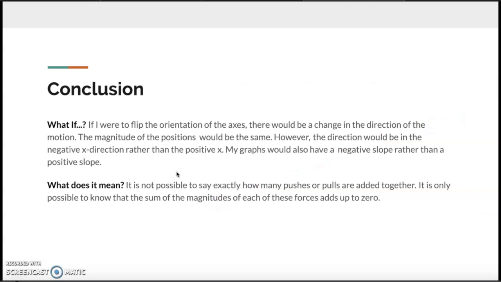In conclusion, the what-if question: if I were to flip the orientation of the axes, there would be a change in the direction of the motion. However, the magnitude of the positions would be the same, but the direction would be in the negative x direction rather than the positive x, and my graph would have a negative slope. Answering the what-does-it-mean question, it is not possible to say exactly how many pushes or pulls are added together. It is only possible to know that the sum of the magnitudes of each of these forces will add up to 0.